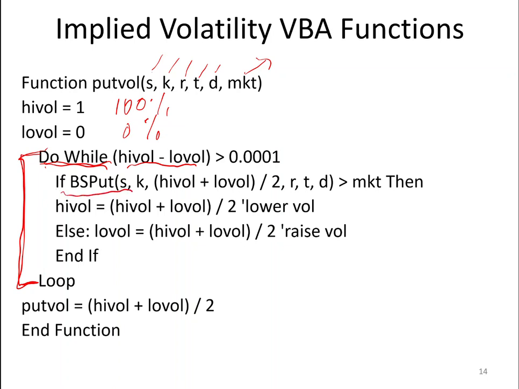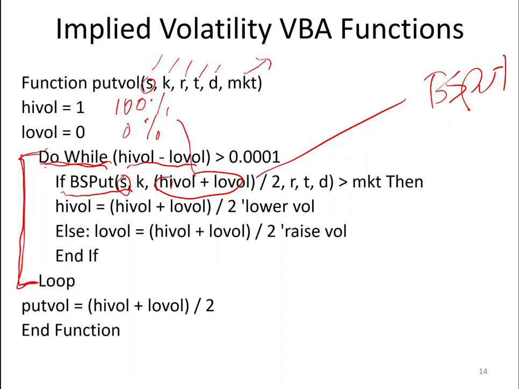If BS put, so what's this going to do? This is actually going to value the option using BS put. So this is going to call up the BS put program, wherever that BS put program is. It has the same parameters. It's going to get the spot price from here, the vol from here, the average. The vol is the average of high and low vol. So initially that's set to the average of 100 and 0. It's going to be 50%. So it's going to value the option using 50%. It's the average of high and low. And then it picks up the interest rate, T and D from our parameters of the option.